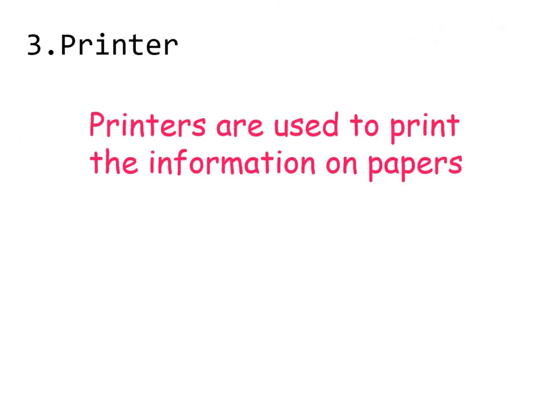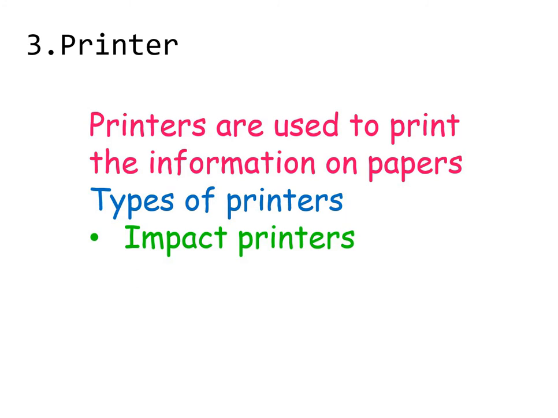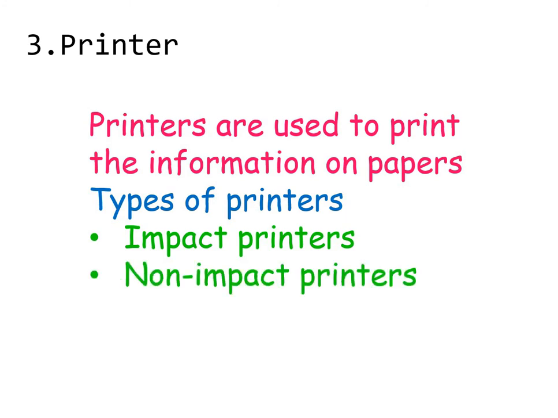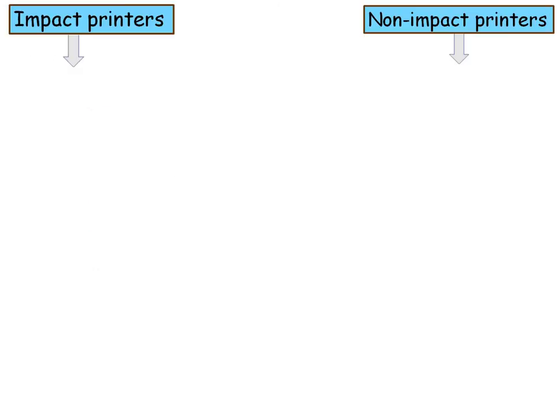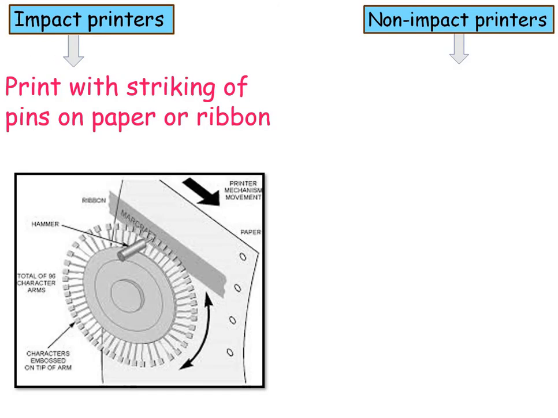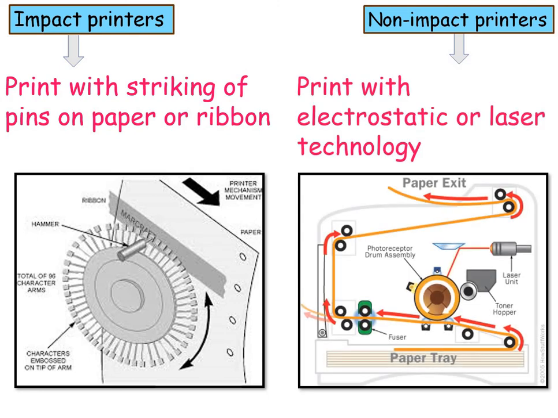Printer. Printers are used to print the information on papers. The types of printers are impact printers and non-impact printers. Now let us see the differences between them. Impact printers print with striking on pins or on paper or ribbon. Non-impact printers print with electrostatic or laser technology.